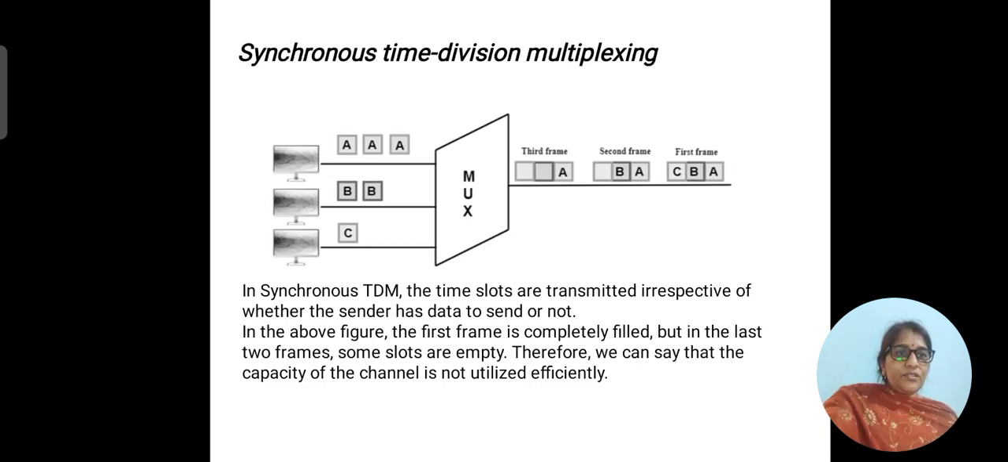In synchronous TDM, the time slots are transmitted irrespective of whether the sender has data to send or not. In the above figure, the first frame is completely filled, but in the last 2 frames, some slots are empty. Therefore, we can say that the capacity of the channel is not utilized efficiently.